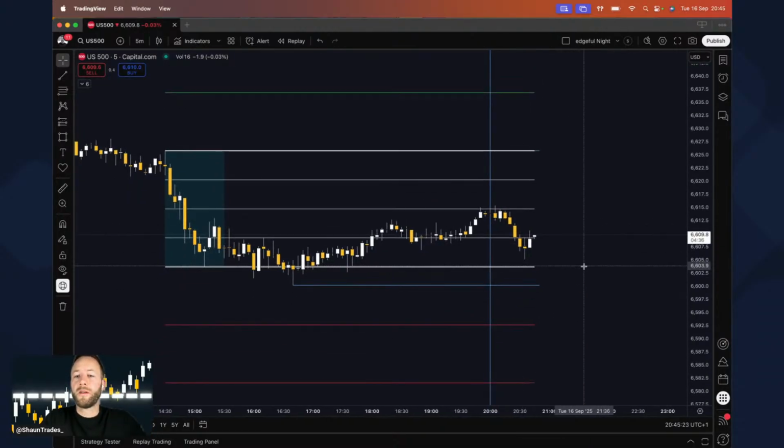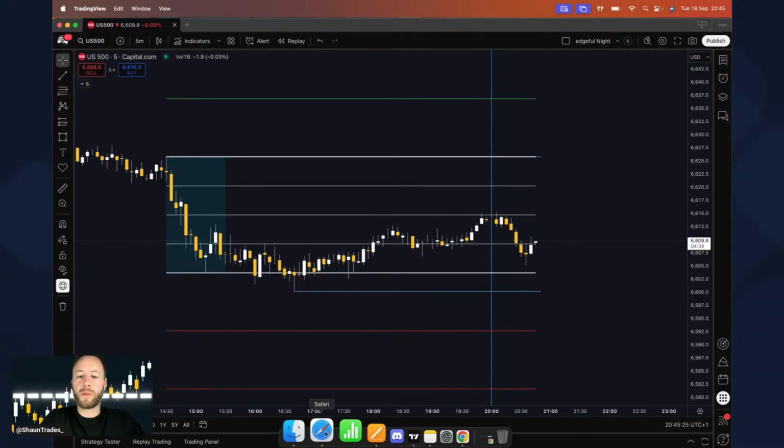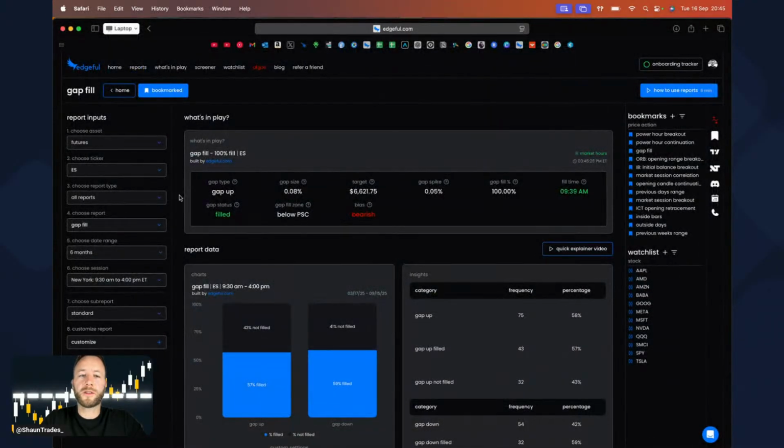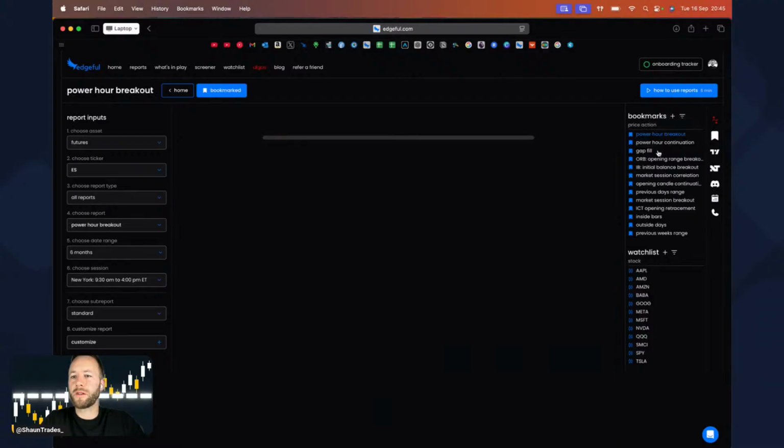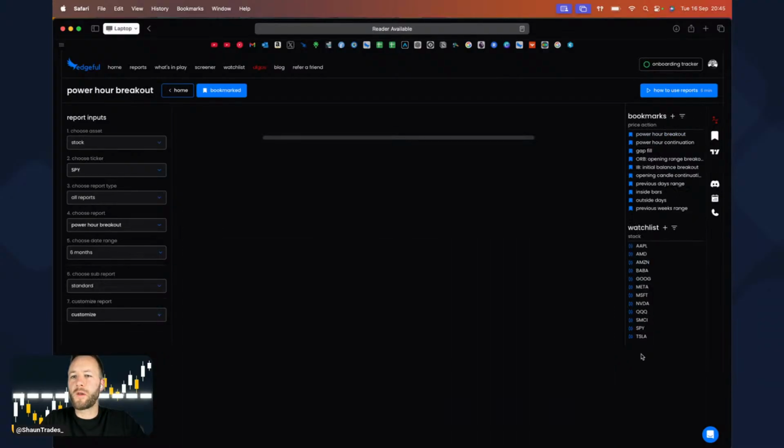But what we're looking for is, if we go back to the Edgeful platform, we want to use our bookmarks and our watch list on the right side. It's really nice and easy. You can just add them as you go. So power hour breakout, and then SPY.